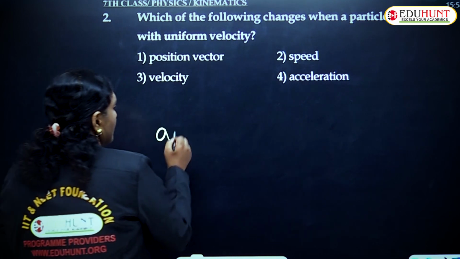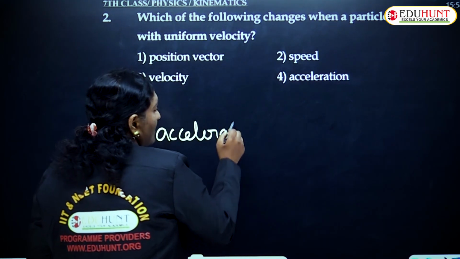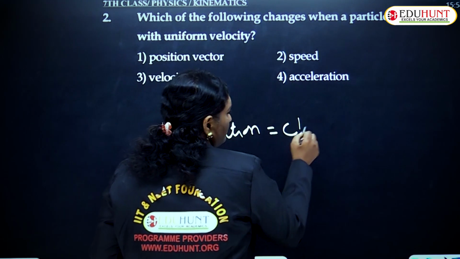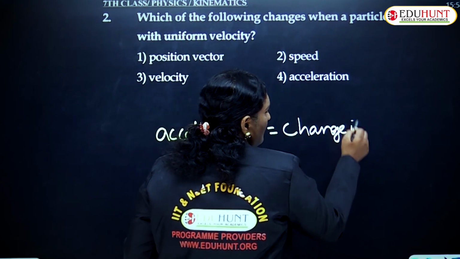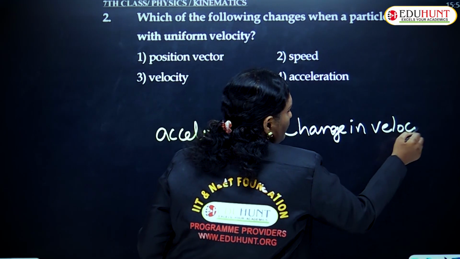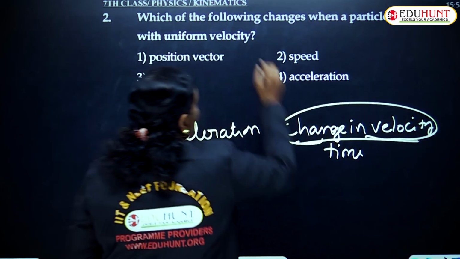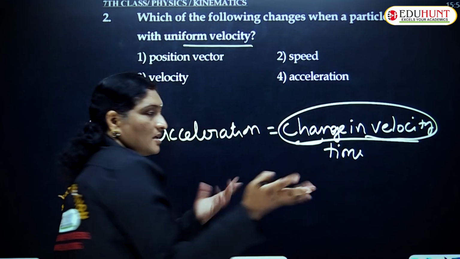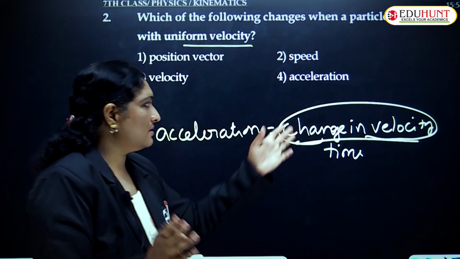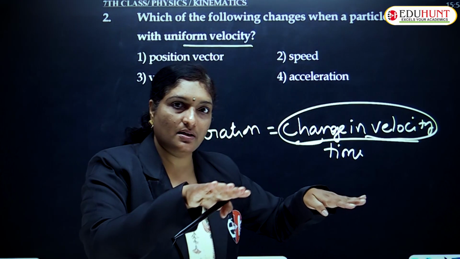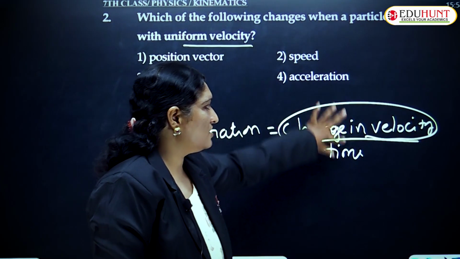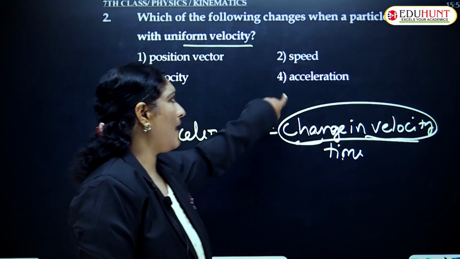Earlier I defined acceleration as change in velocity upon time. But here there is no change. Uniform velocity means constant velocity. Initial and final velocity both remain constant. So the change is 0, and 0 by time is 0. So there is no acceleration.